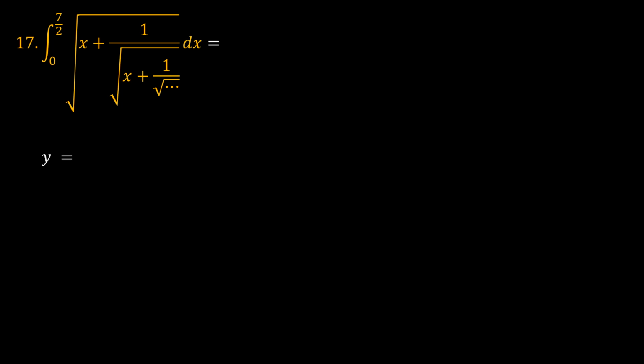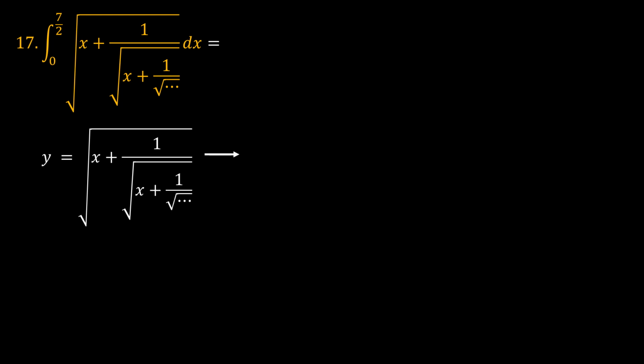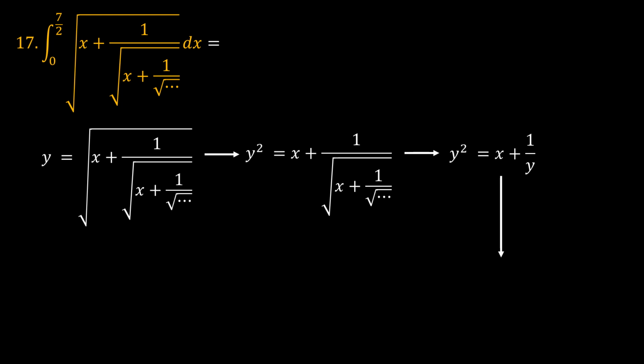Is an interesting one. Nested square root signs. So as is the case, we would begin by just saying let y be equal to x, the square root of x plus 1 over the square root of x plus, and so on. So what that means is when we square y, we get x plus 1 over the square root of 1 plus, and so on. So that means that that is the same as y equals x plus 1 over y, right? And then we can pull 1 over y to the left hand side, so y squared minus 1 over y equals x.